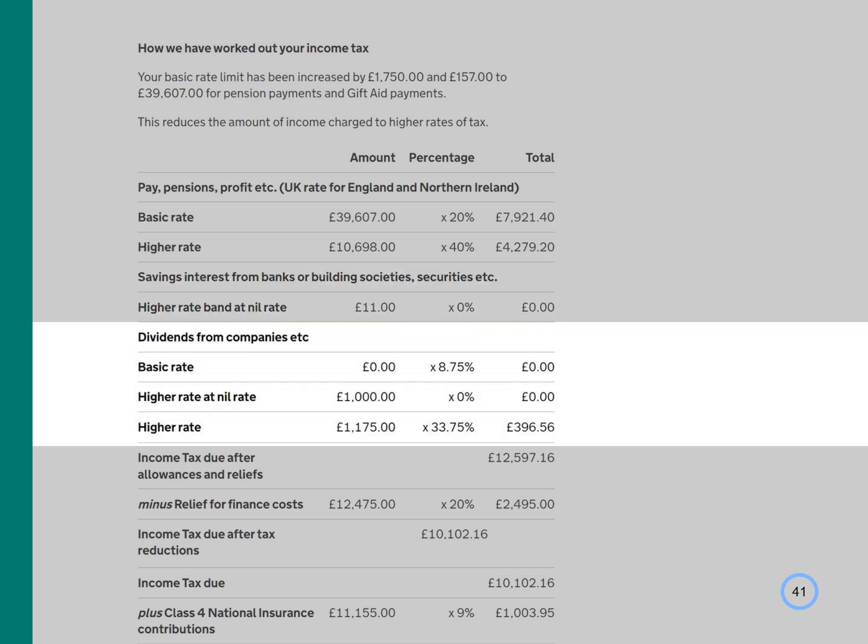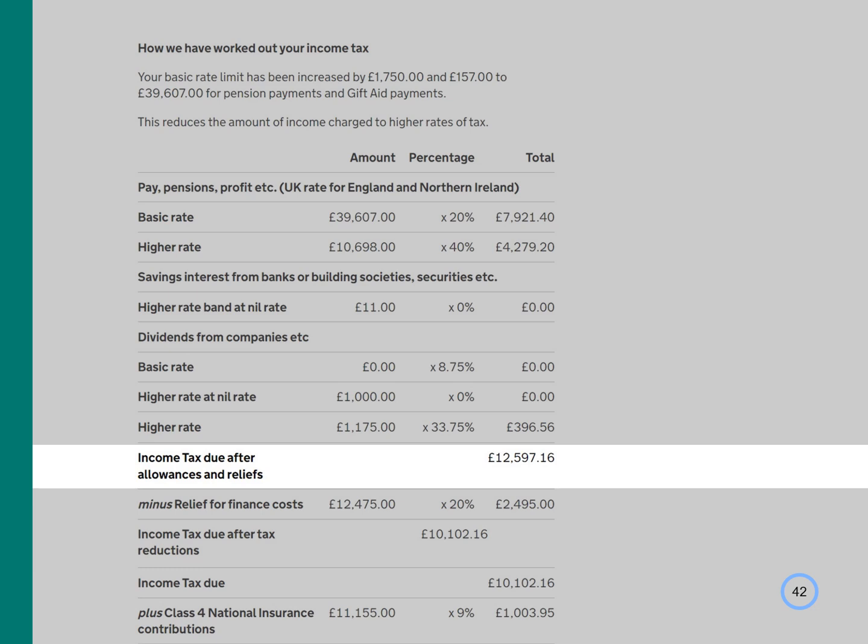The next part of the calculation is where tax is worked out on dividend income. In this example, none of the dividend is taxable at the basic rate. The first £1,000 of the dividend received is not taxable in the year, and the remaining £1,175 has been taxed at a higher dividend rate of 33.75%. The income tax due after allowances and reliefs is then shown.